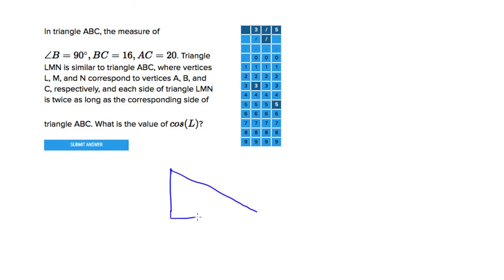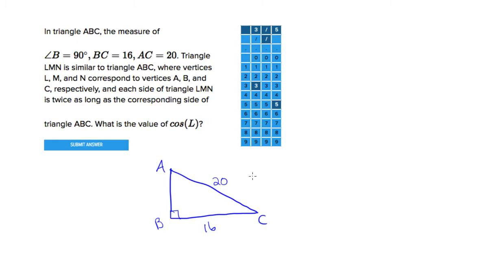And this is kind of an arbitrary right triangle, but I'm going to call that one B, I'm going to call that A, and I'm going to call that C. And notice it might not be to scale. But we're told that BC is 16, AC is 20, which we can now see is the hypotenuse.